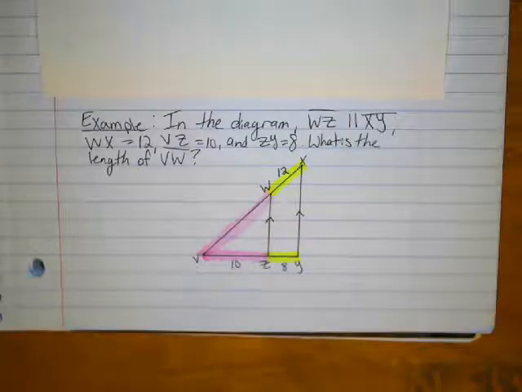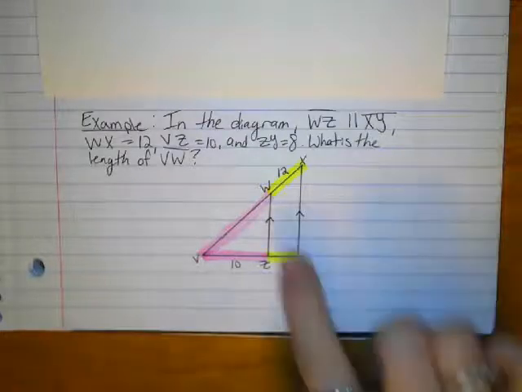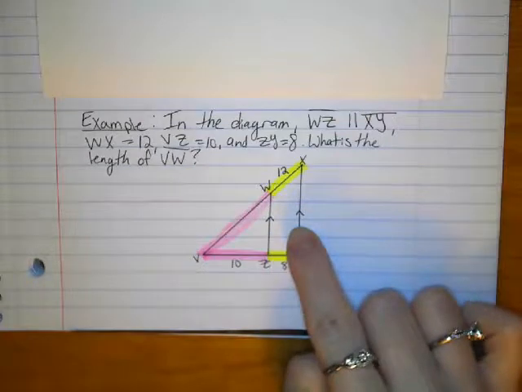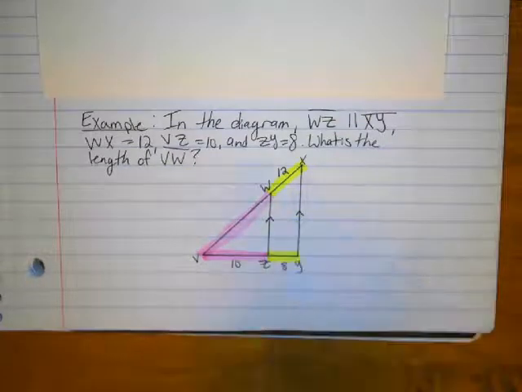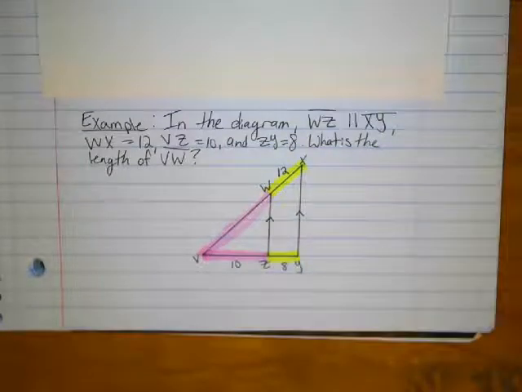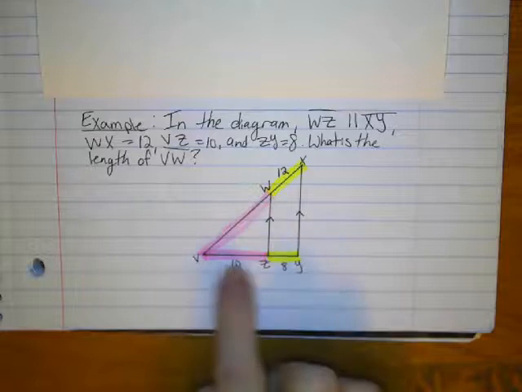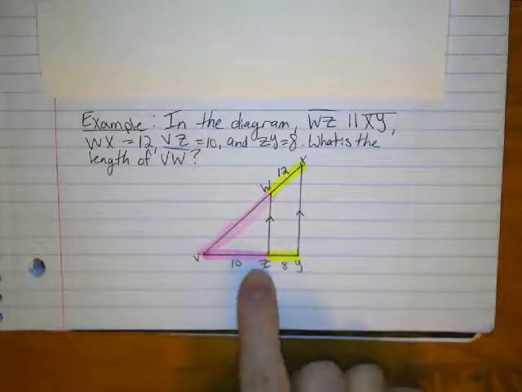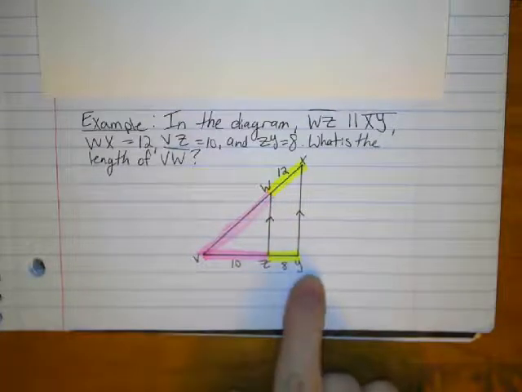Now let's go through an example. This example is a lot like our first theorem, theorem 8.6. So in the diagram, we're given that WZ is parallel to XY, which we can see noted by these markings, okay? And then we know that WX equals 12, so that's this line. We have VZ equals 10, and we have ZY equals 8.